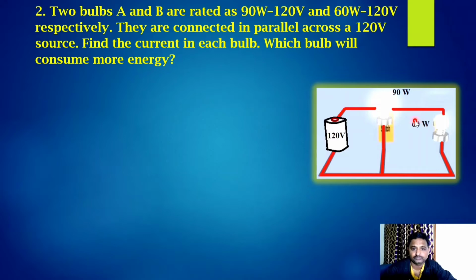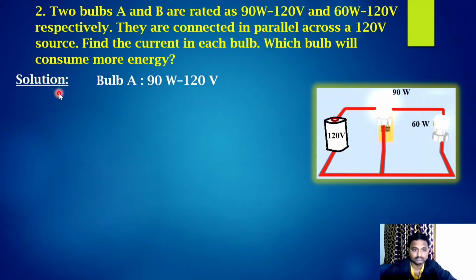These two are connected to the source 120 volt. Look at here, they are connected in parallel across a 120 volt source. So these 2 bulbs are connected in parallel with a 120 volt battery. Find the current in each bulb. So we have to calculate the current in each bulb. Also we have to find which bulb consumes more energy.